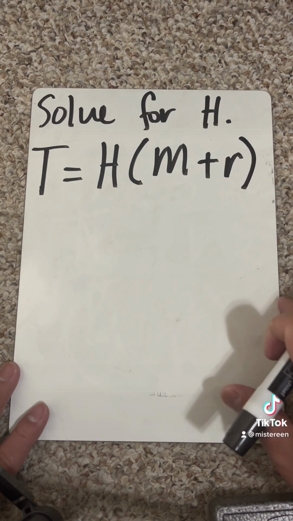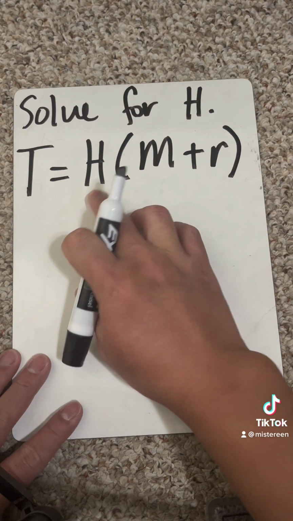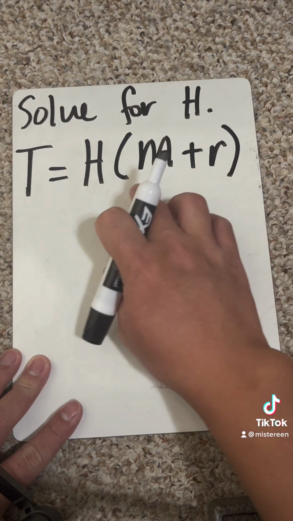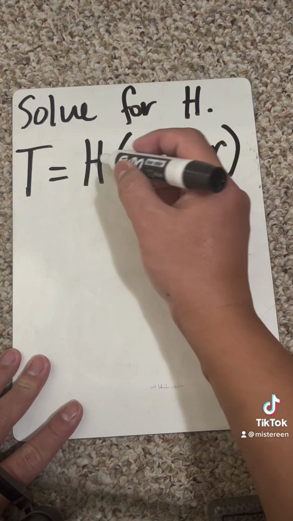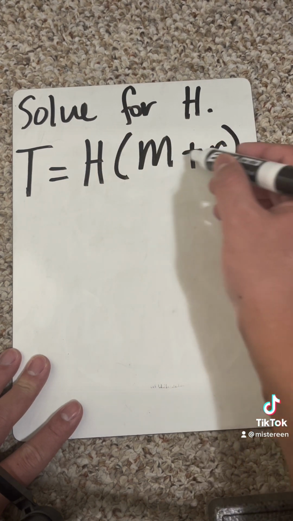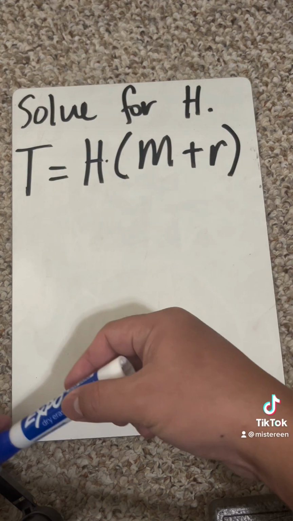All right, in this problem, we're going to solve for h for this equation. Now, I see my h in here, so that means I only need to remove this part in parentheses. I need to remove this whole group. Now, what operation exists between h and this group? The answer is multiplication. So, the opposite of multiplication is division.